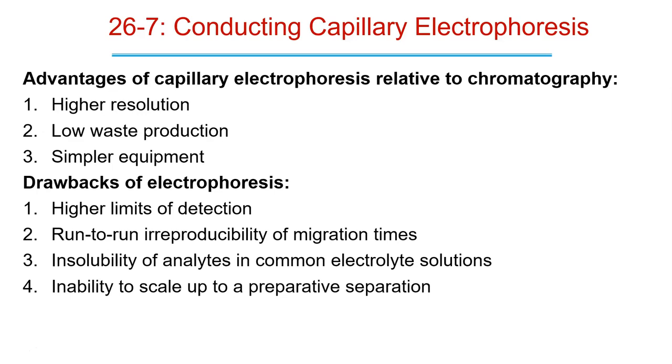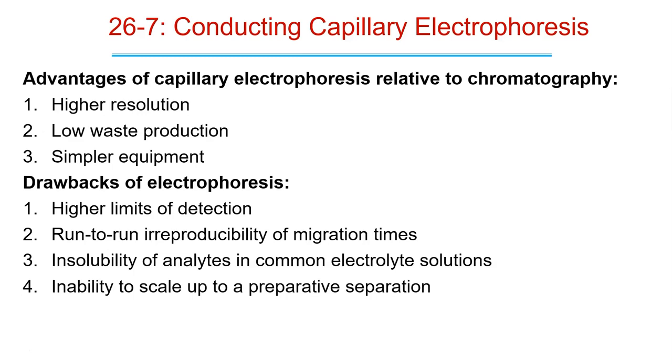Now, some drawbacks. We're going to have higher limits of detection, and that's simply because of the detectors we typically use. But if you do fluorescence, you can get right back down to that scale. Now, your run-to-run reproducibility is an issue because of literally voltage and electronics. Sometimes you can have surges. You've really, again, got to maintain that. But this is why you always include a migration time marker so that you can correct those things.